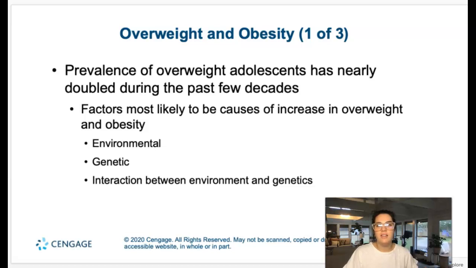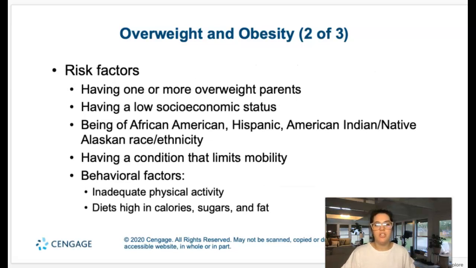Just like in the adult group, we see that the prevalence of overweight and obesity in adolescents has increased. This is due to a variety of reasons that include environmental, genetic, and an interaction between environmental and genetic factors. So it's always important to note that overweight and obesity isn't just this simple condition that's a choice from overeating. There's always more layers to that onion.